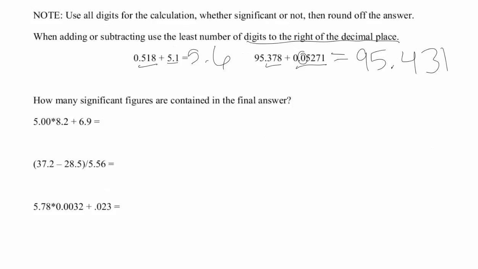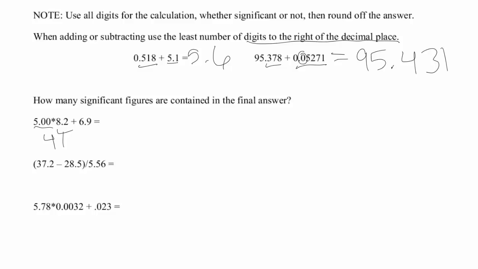So now I'll move on to the next slide. These last 3 problems ask how many significant figures are contained in the final answer. So we first see that we have a multiplication going on, and whenever we're multiplying or dividing, we want to use the least number of significant figures for the answer. So 5.00 has 3 significant figures. Remember that any zeros that come after the decimal place are significant. And 8.2 has 2 significant figures. So when we multiply these two numbers, we should have 2 significant figures. And this will give us 41 exactly.